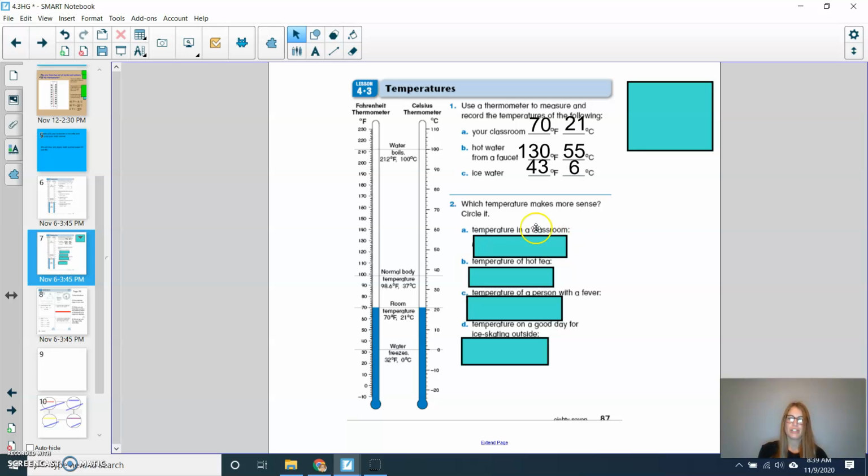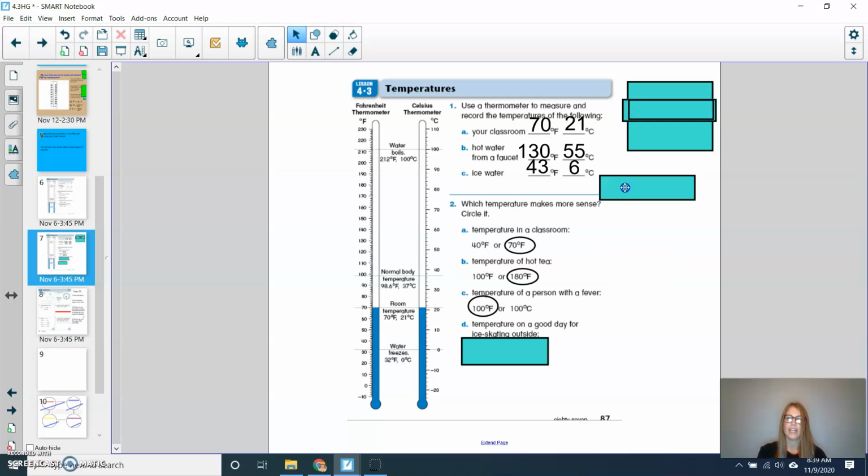For question number 2, what temperature makes more sense? So the temperature in the classroom, what's going to make more sense? And you should have circled 70 degrees Fahrenheit. The temperature of hot tea, you should have circled 180 degrees Fahrenheit. The temperature of a person with a fever, we know that a normal temperature is 98.6. So with a fever, it would be 100 degrees Fahrenheit.